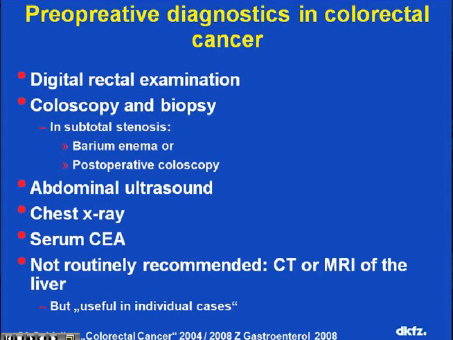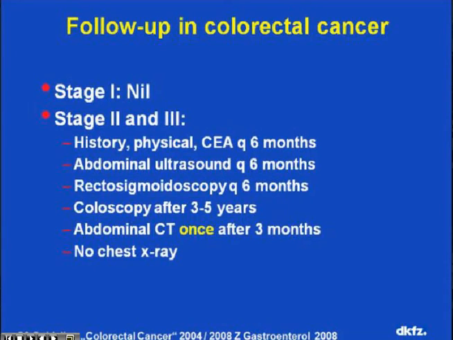How is it in the aftercare of patients operated for colorectal cancer? In stage 1, there's nothing. The patients just go home and see their family doctors. In stage 2, there are regular history, physical, CA every 6 months, abdominal ultrasound, again in B mode every 6 months, rectosigmoidoscopy every 6 months, coloscopy once after 3 to 5 years, and one abdominal CT done once after 3 months, covering the entire abdomen, which is usually made to have a baseline for further follow-up studies in case anything arises later. No chest X-ray done for these patients.